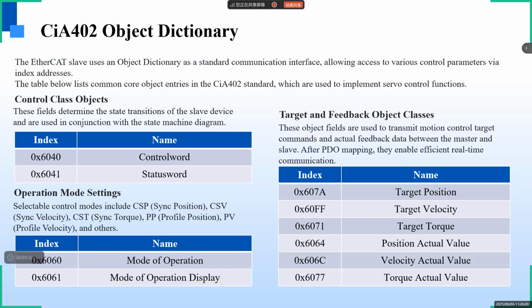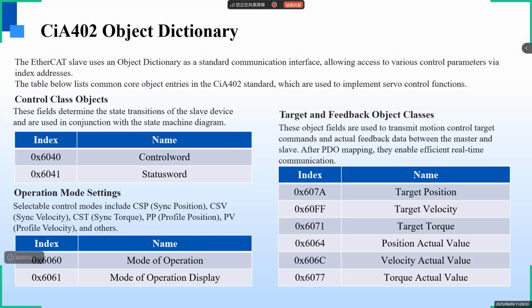EtherCAT system uses the object dictionary as a standard communication interface. Different control parameters are accessed through indexed addresses. The following tables are common core object entries in the CiA 402 standard. Used to implement motion control-related functions. Control class objects determine the state transitions of the substation equipment and work with the state machine. Setting operation mode objects can set the motor control mode. For example, CSP mode, CSV mode, CST mode, etc.